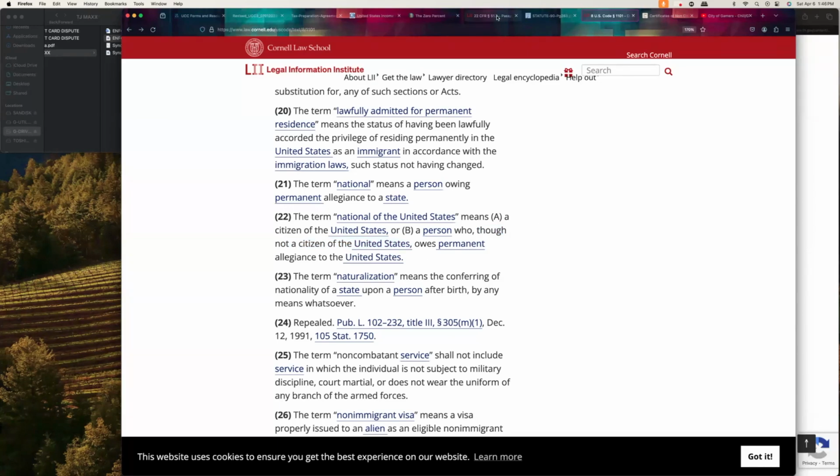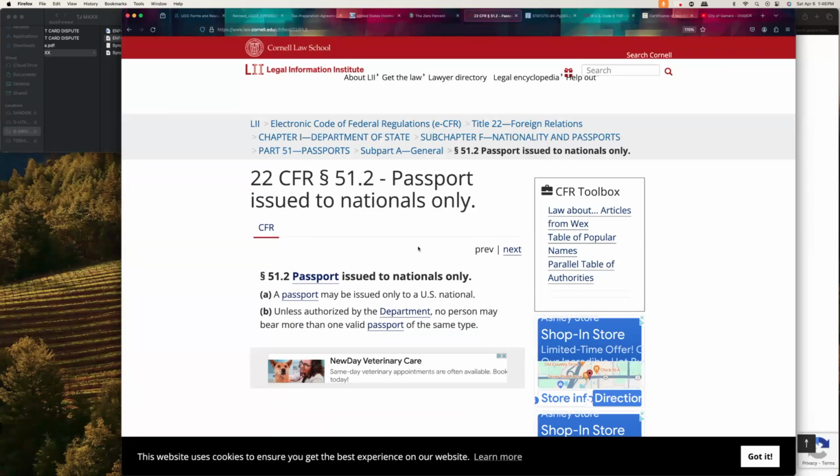Now, you also brought up this right here. This is really important that you brought this up. 22 CFR 51.2 passport issued to nationals only. So on the surface, I'm thinking, oh, wow, I want a passport. I'm a national, California. How can I get this? And I'm disappointed reading down below, the passport may be issued only to U.S. nationals. Okay, this doesn't pertain to me. B, unless authorized by the department. No person may bear more than one valid passport. The only passport they're going to give you is to U.S.